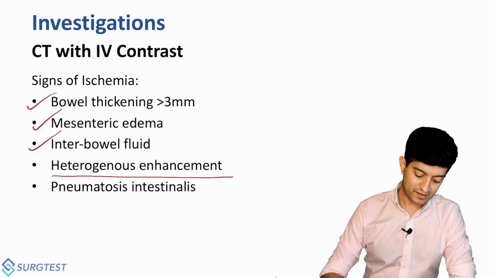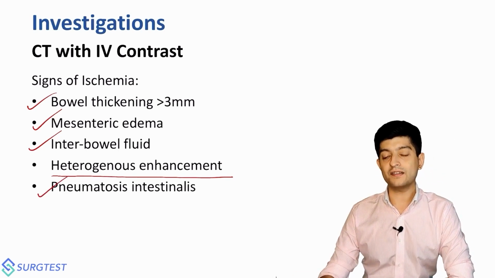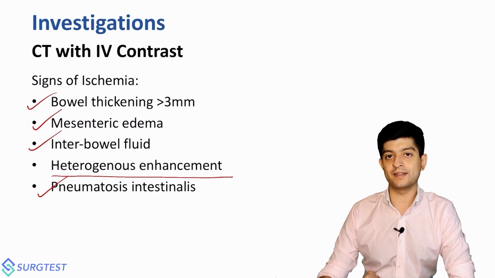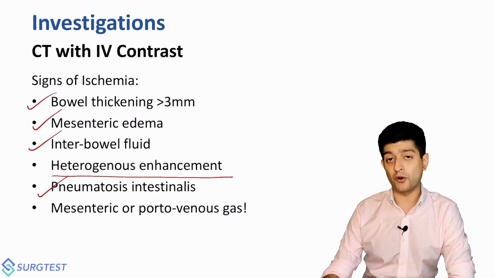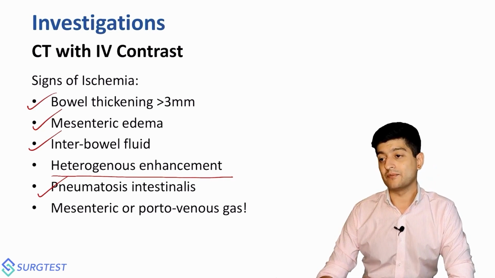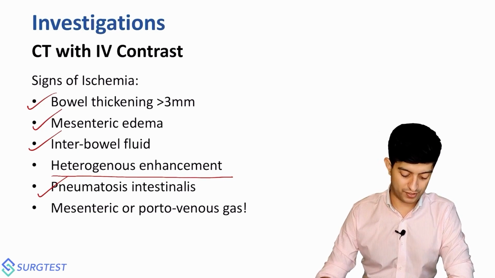Pneumatosis intestinalis means that there is free air within the bowel wall itself. This is a fairly late sign, and these patients are going to be very quick to perforate. And the last one is mesenteric or portovenous gas. Always a bad sign. These patients have an extremely high risk of mortality very soon after surgery.